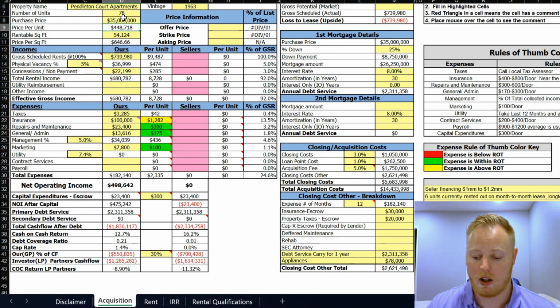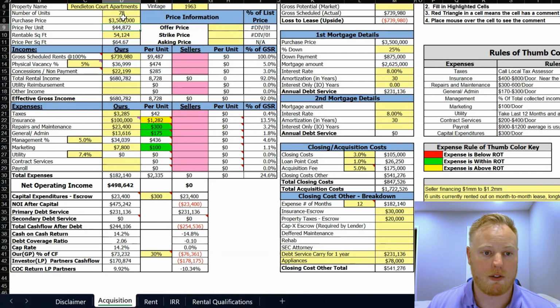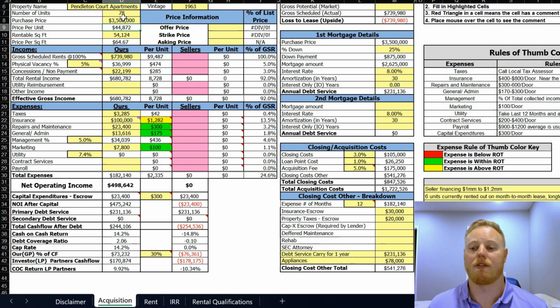So there you have it. This is a full analysis. You can take a look at this investment. It's a pretty good deal. So I might move forward with it. I might not. I might not because Memphis is a really tough area.